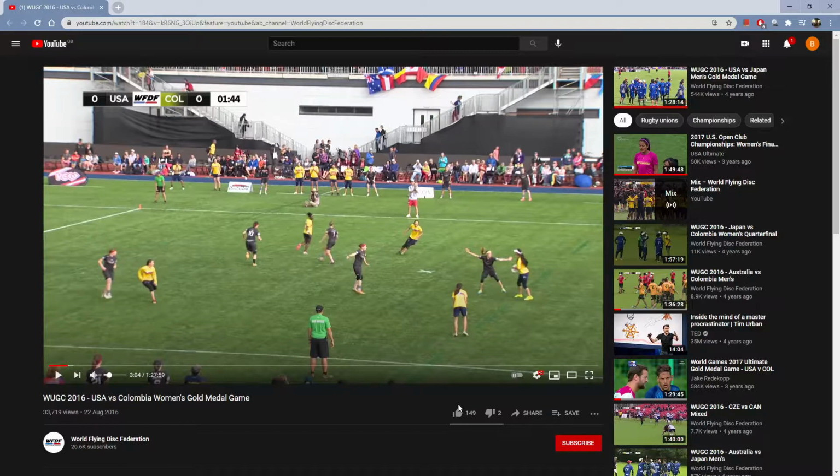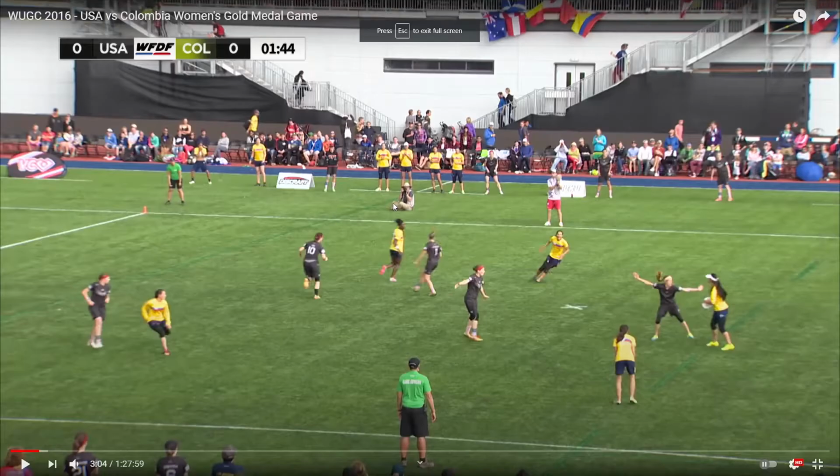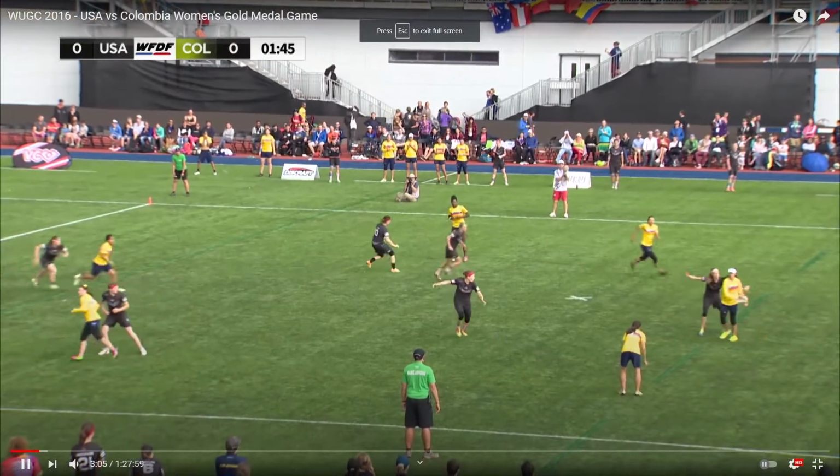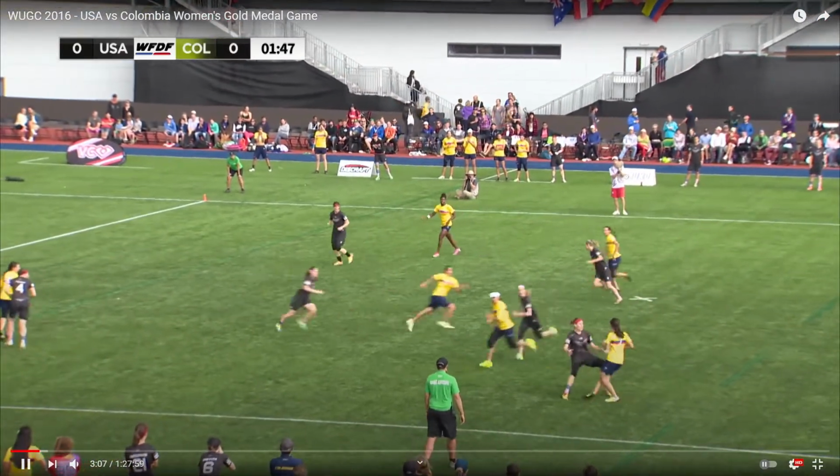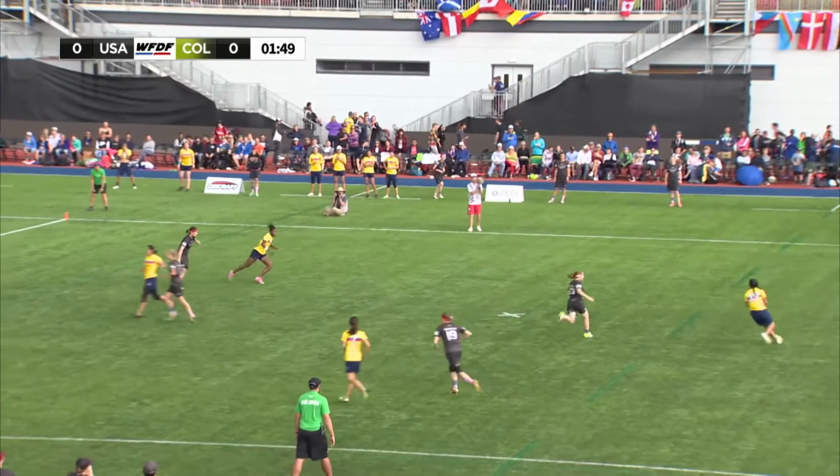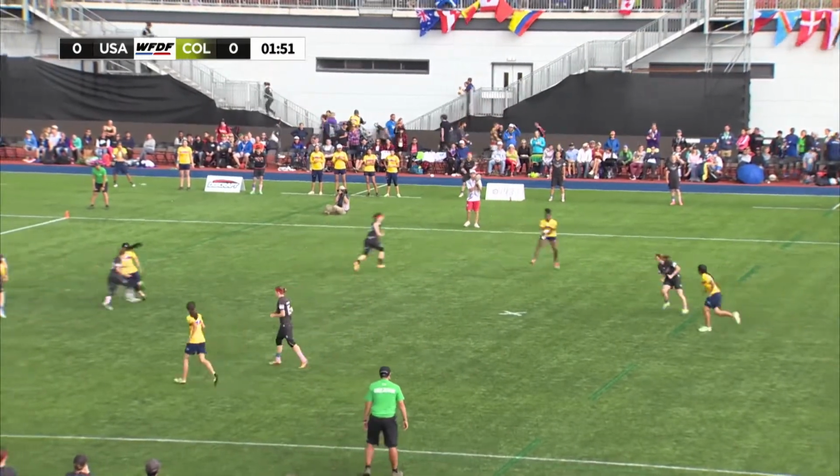So this first clip, we're just looking at a simple backwards dump swing, and then we have a person who comes back to get the continuation. So if we just look at it. Almost got it back. So backwards dump, and then beautiful continuation.